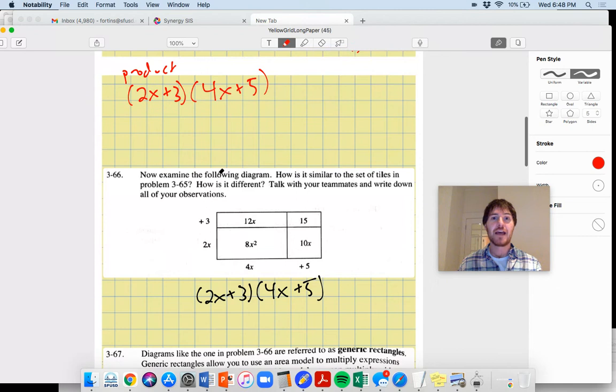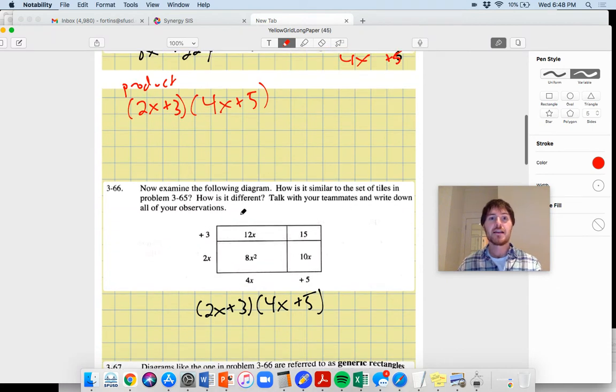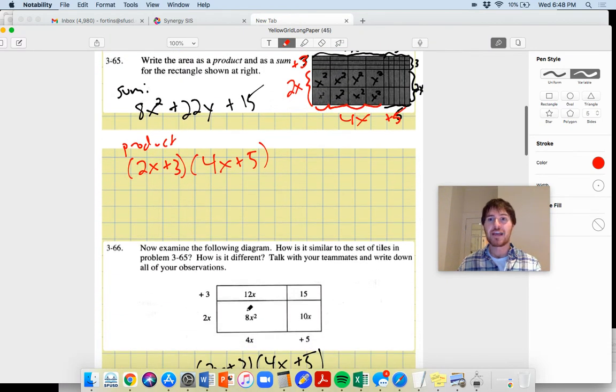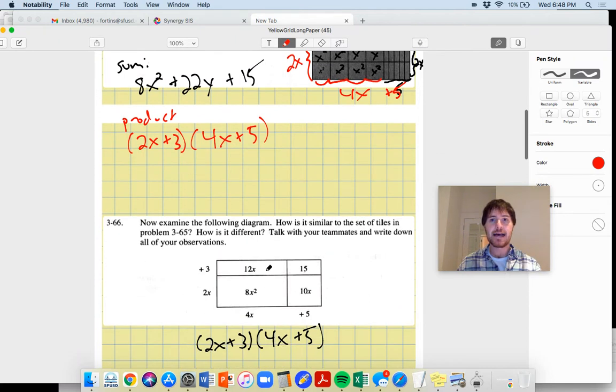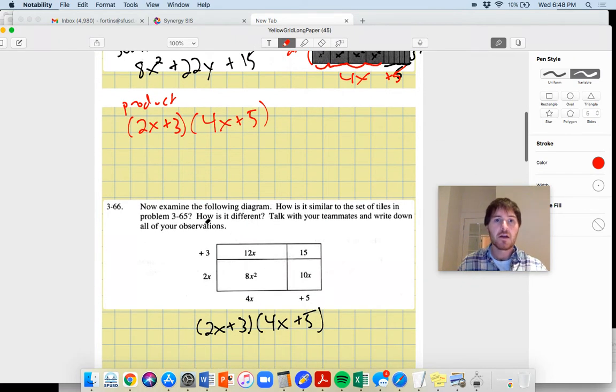All right, check this one out. Now examine the following diagram. How is it similar to the set of tiles in problem 365? So they're doing it a little bit differently. They put the x squared down here. That's fine. You can do that. Yeah, so let's check it out here. Now examine the following diagram. How is it similar to the set of tiles in problem 365? How is it different? Talk with your teammates. Write down all of your observations.